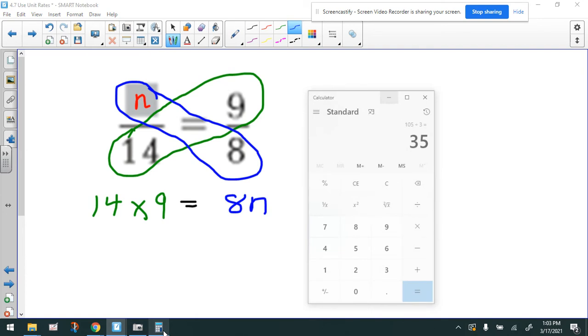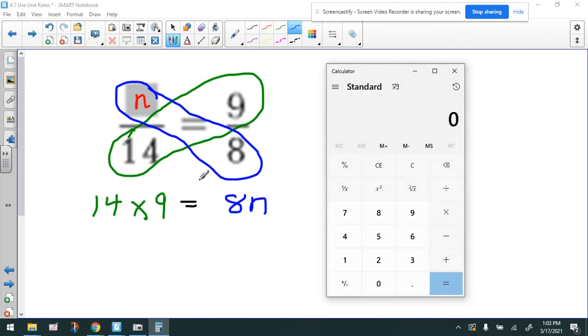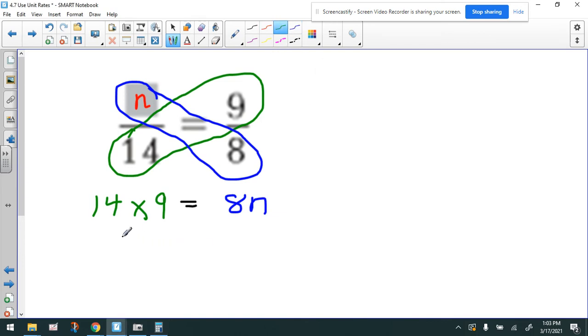All right, so in the interest of saving time, let's use the calculator to find what 14 times 9 is. And we get 126. So what does that mean? If this is equal to 126, that means that these two numbers multiplied together also have to equal 126.